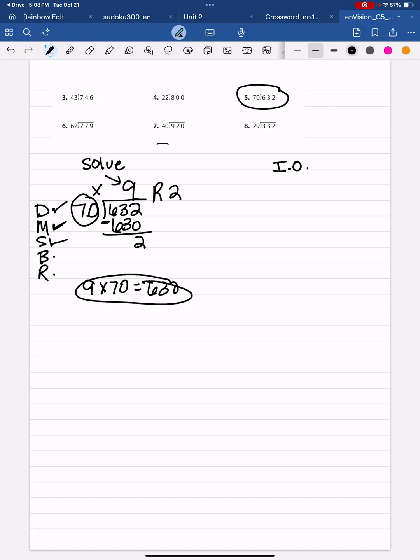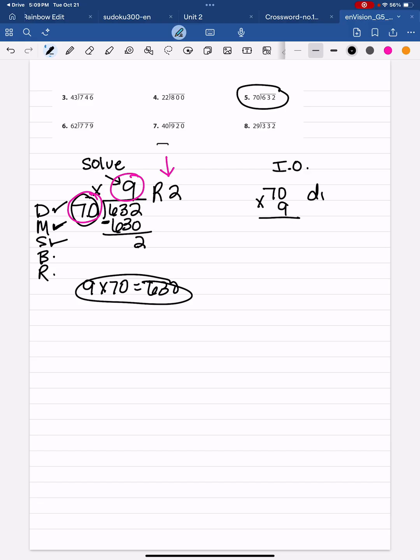Now we are going to do inverse operation to make sure we have the right answer, because if it doesn't multiply out correctly, then we're wrong somewhere. So when you do inverse operation, you multiply the divisor by the quotient. And then if you have a remainder, you add that in last. So you'll multiply 70 times 9.